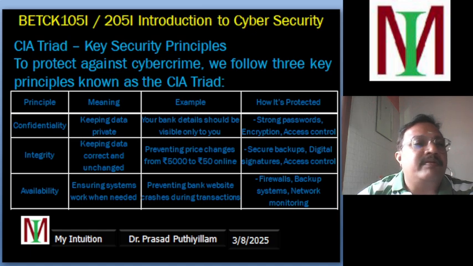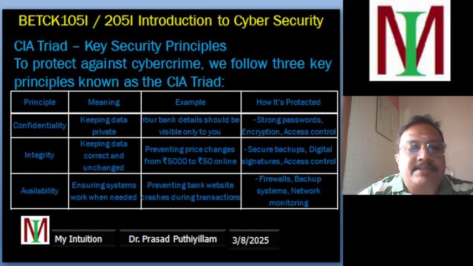So if a 5,000 rupee product is displayed at 50, then they will pay 50 rupees, and the company has to give the product to them. So a huge loss. How can it be protected? It can be protected by securing, by having backups, having digital signatures, and preventing unauthorized changes.